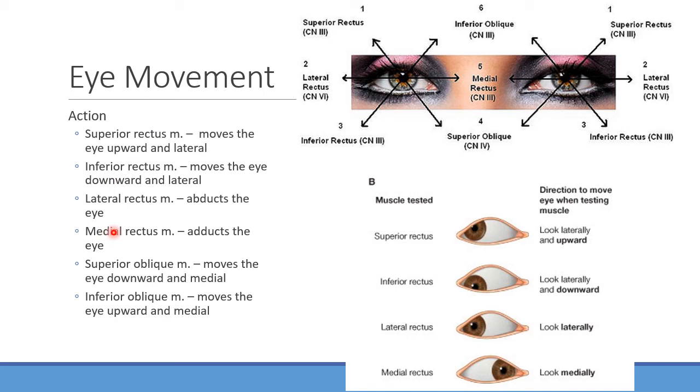Medial rectus again is going to adduct the eyes, so move it in closer to the medial aspect there. Superior oblique tends to move the eye downward and medial. So if you were trying to test that superior oblique, you're going to see that it moves the eye downward, because you imagine pulling that muscle in that direction, it'll be more downward and medial. And then the inferior oblique is going to be moving the eye upward and more medial. Okay. Basic movements of the eyes. In those 6 muscles, 3 cranial nerves are going to be responsible for the majority of that, right?